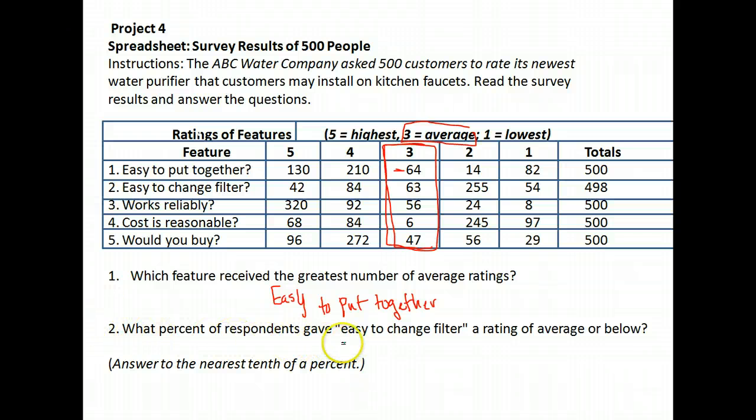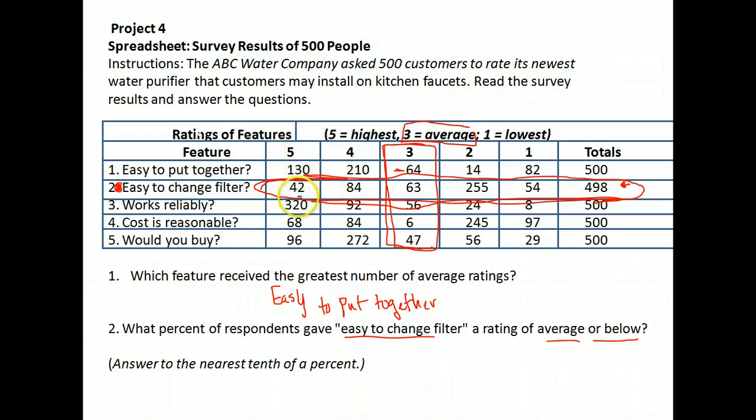Number 2, what percent of respondents gave easy to change filter a rating of average or below? So average or below. Okay, let's take a look specifically at what they're talking about. Where is that? Here is easy to change filter. So we're looking at this row right here. Now, for some odd reason it only had 498 people respond to this question. Maybe a couple people hadn't changed the filter, so they just didn't respond.